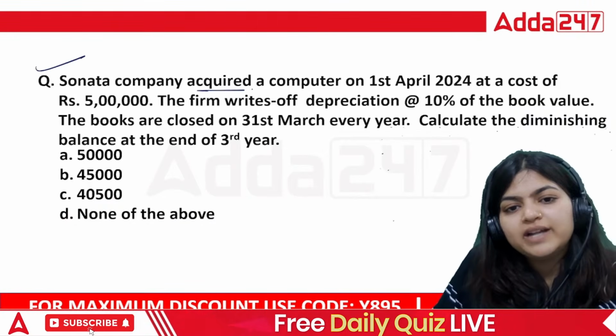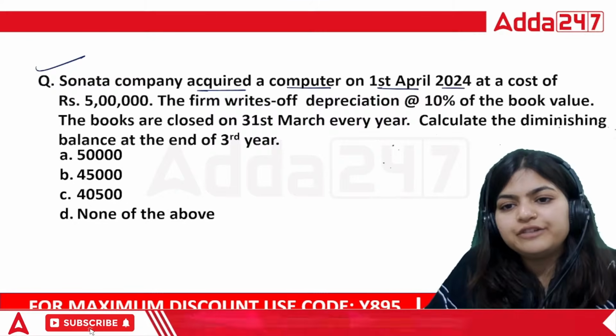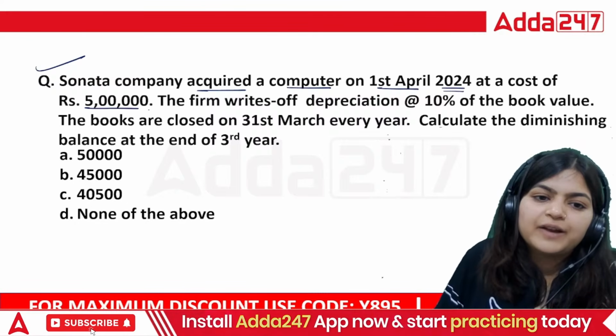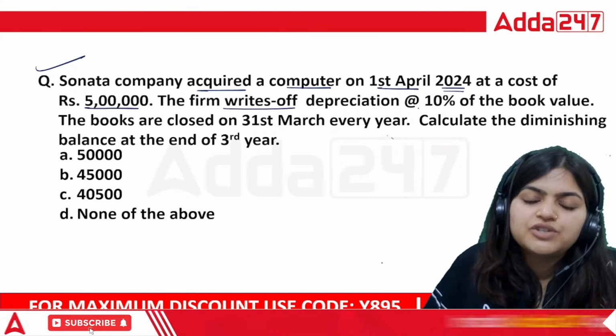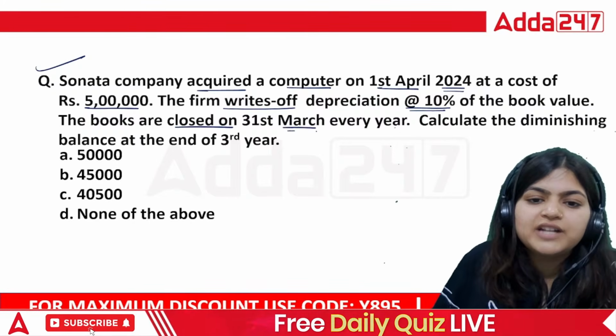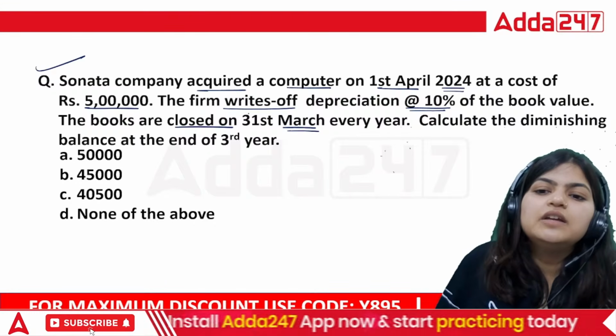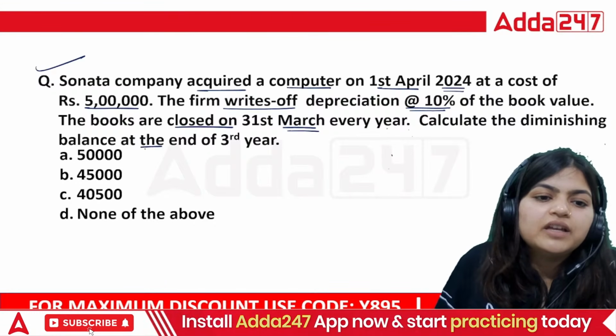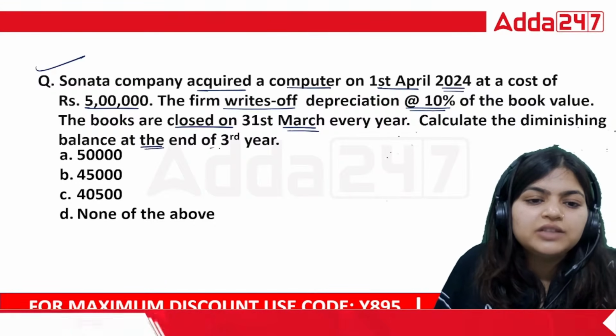Sonata company acquired a computer on 1st April 24 at a cost of 5 lakh. The firm writes off depreciation at the rate of 10% of the book value. The books are closed on 31st March every year. Calculate the diminishing balance of the asset at the end of the third year.